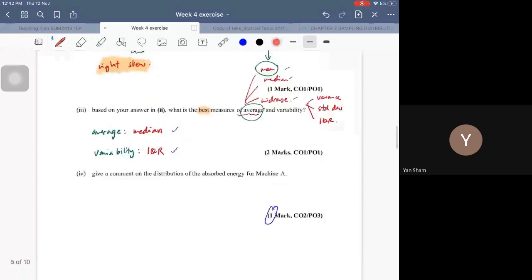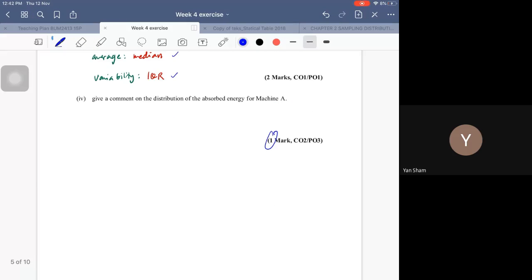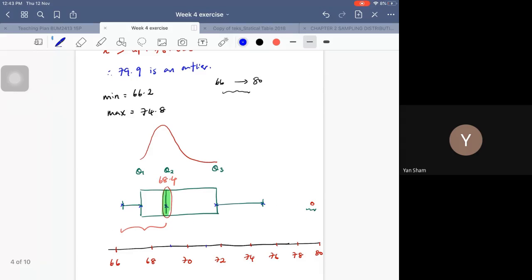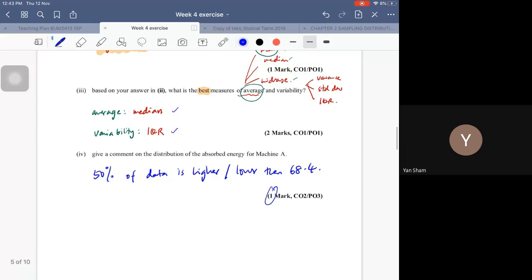So one of the things that I could say as the comment is that 50% of the data is higher or lower than 68.4, because it's in the middle. So this is 50% lower than 68.4, and this is going to be the other 50% that is higher than 68.4. So that is going to be one way that you could comment on your box plot.